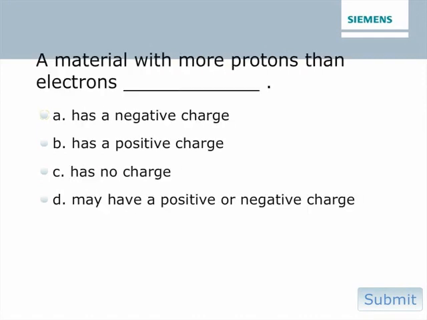Question 2. A material with more protons than electrons blank. Is it A, has a negative charge, B, has a positive charge, C, has no charge, or D, may have a positive or negative charge?